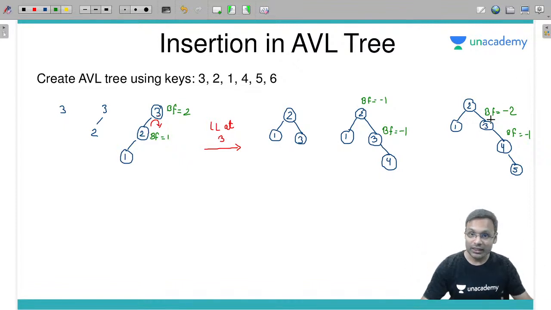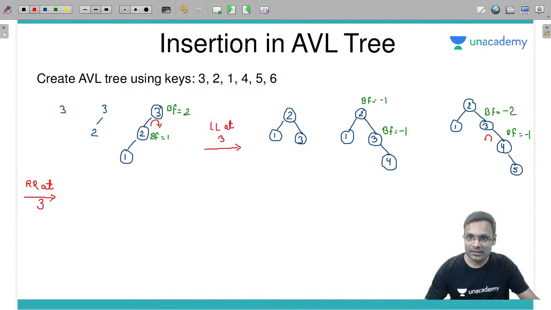So at 3 we have imbalance. What kind of imbalance? In its right you have inserted a new node. So you need to apply RR at 3. Do it, apply RR at 3. If you apply RR at 3 like this, at 3 you will have to apply.